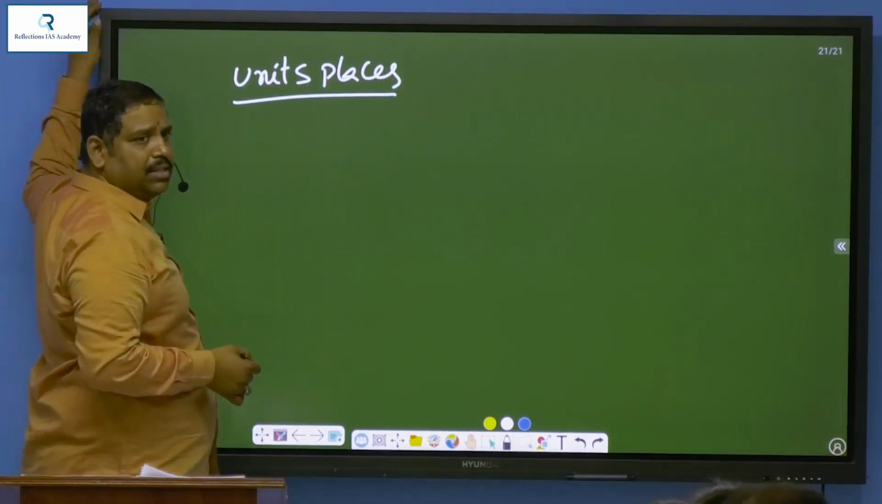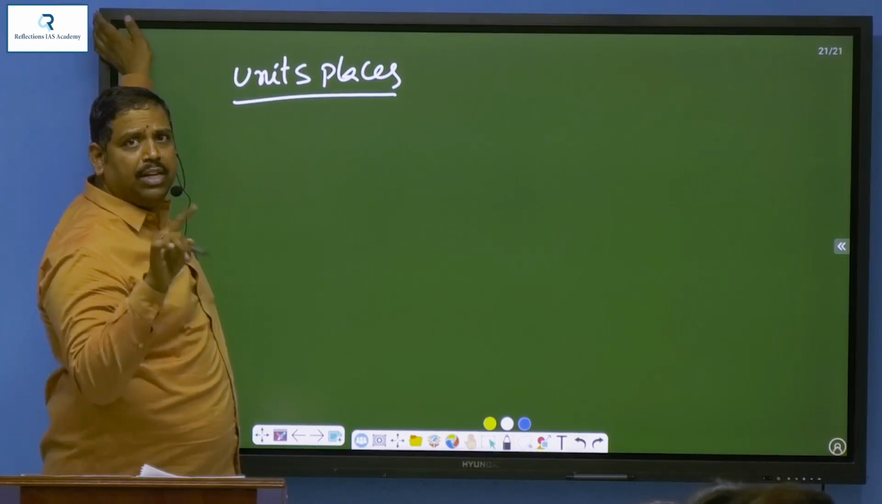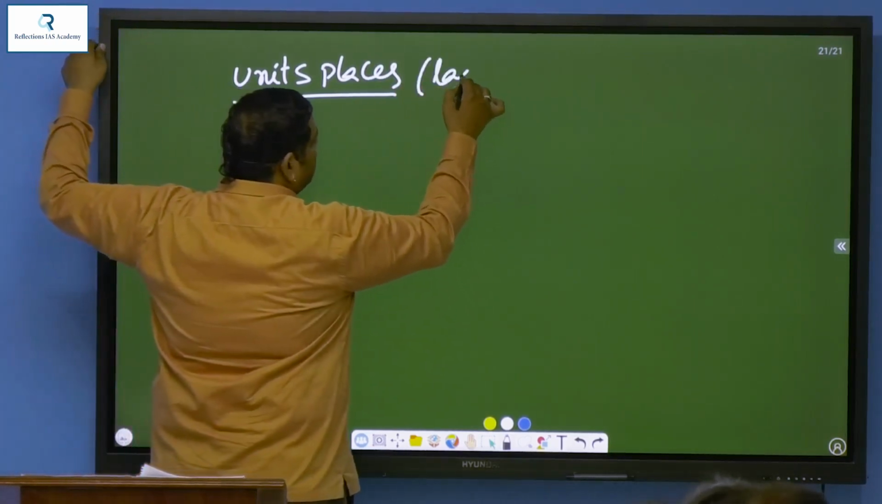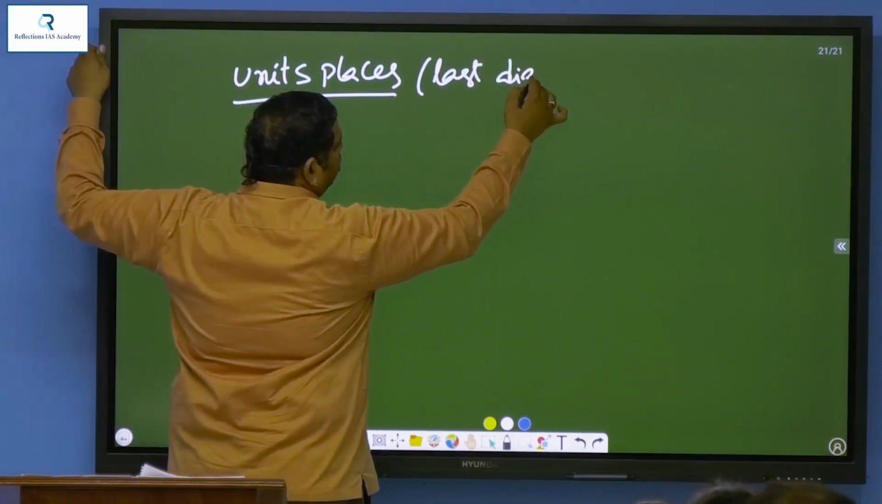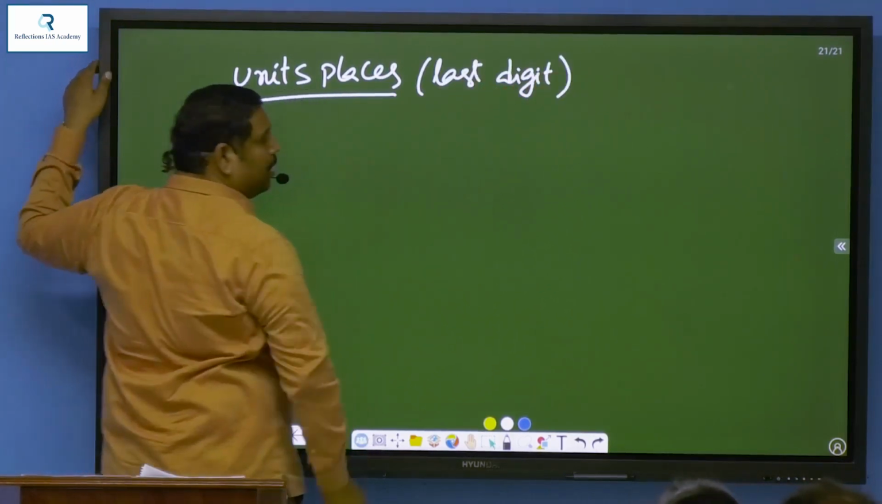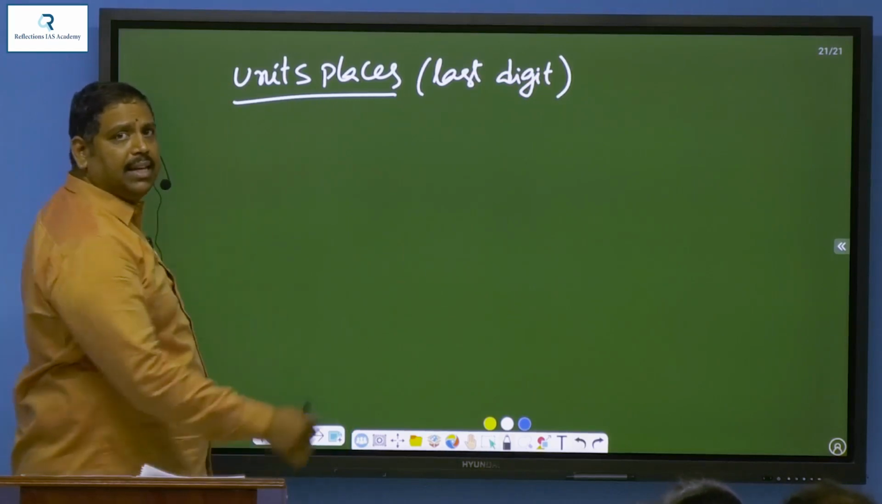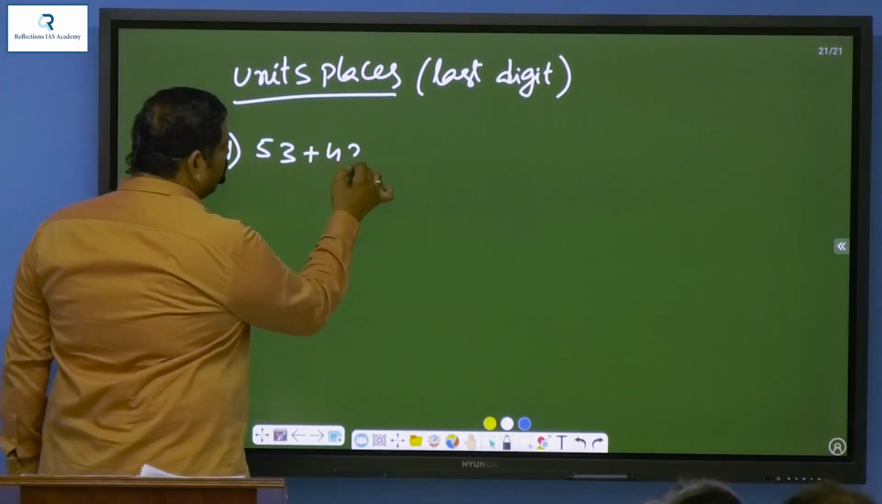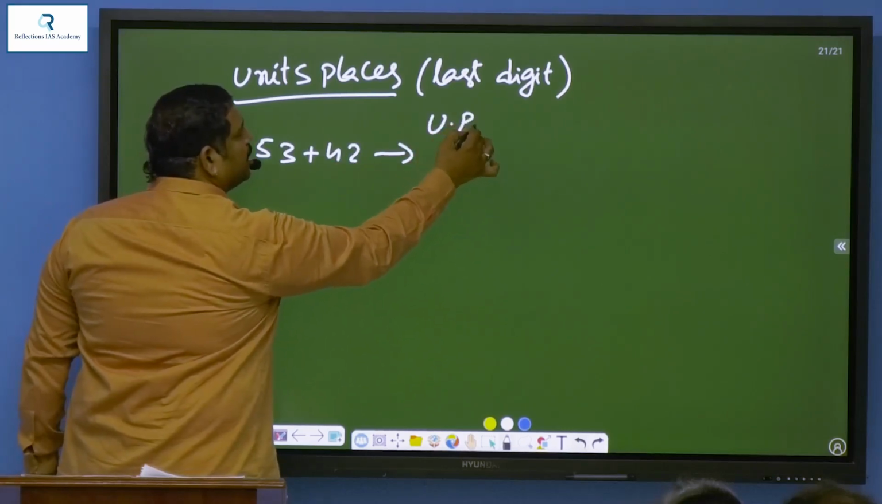Okay, units place, or last digit. The units place or digit is the last one. The other name of it is last digit. Suppose it is a simple question: if he is asking 53 plus 42, what is the units place? UP means units place.